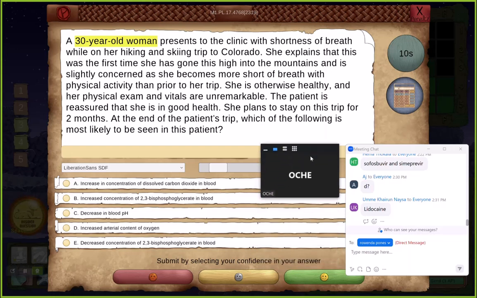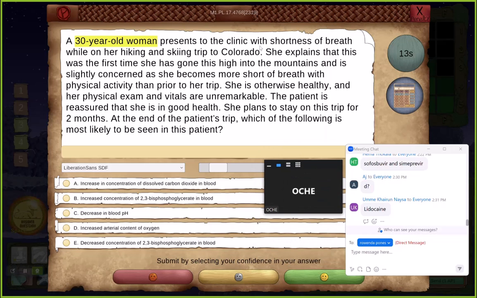A 30-year-old woman presents to the clinic with shortness of breath while on a hiking and skiing trip in Colorado. She explains that this was the first time she has gone this high in the mountains and is slightly concerned as she becomes more short of breath with physical activity than prior to her trip.